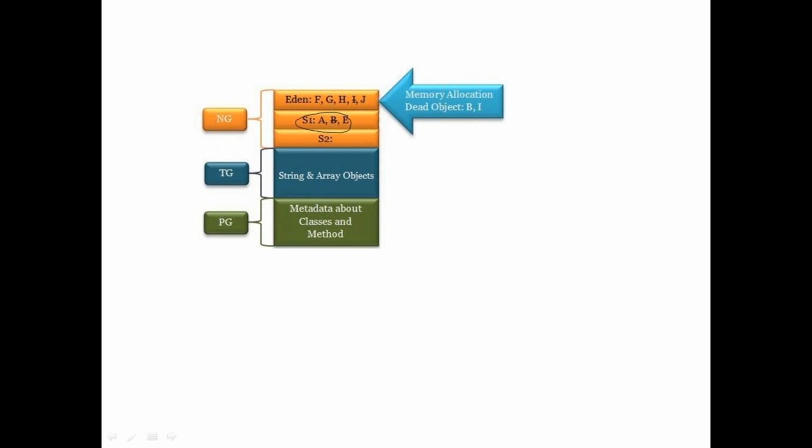Eden space is empty, but your program is still continuing, which means more objects are getting created. Now let's assume F, G, H, I, J are created as well. F, G, H, I, J are the new objects. Of the old objects, C and F are completely taken away, and A, B, E are moved into survivor space 1. The new objects F, G, H, I, J will obviously be created in the Eden space.